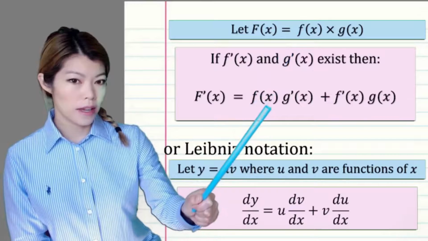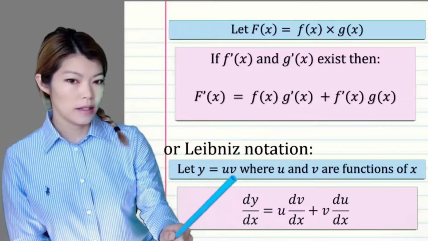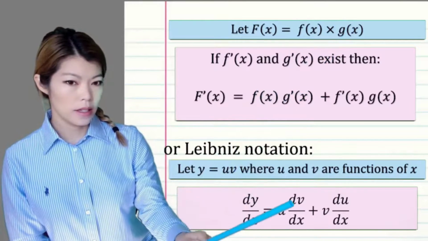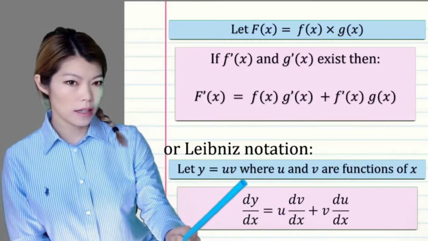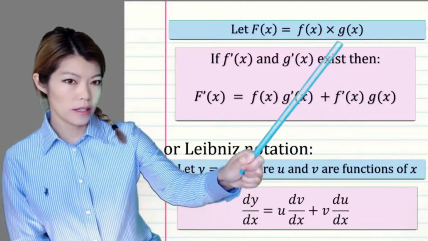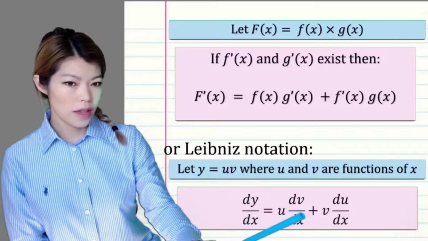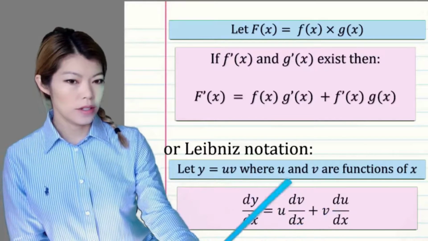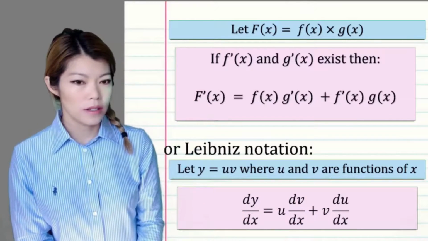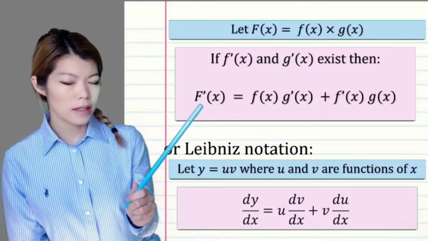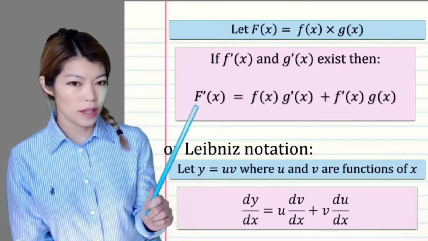so f of x, see? So u is there, derive the second, so dv dx, plus leave the second, okay, g of x doesn't get derived there, so we leave v there, and then derive the first, du dx. So it doesn't matter which of these you use really. We'll be writing that at the top corner of each page, and we'll be using that.